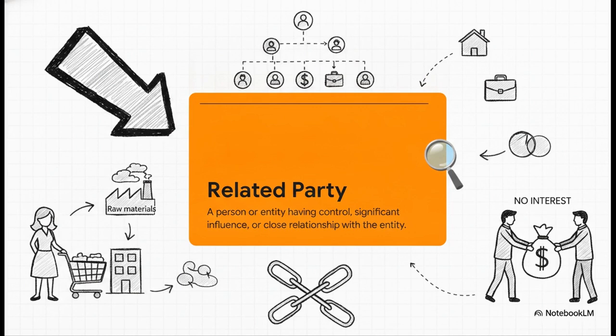Imagine a setup where a company director's wife is somehow the main supplier of raw materials, or the company just hands a massive interest-free loan to its managing director. These are textbook related party transactions, and they require incredibly strict disclosure in the financial statements so the investors know exactly what's happening behind the scenes.